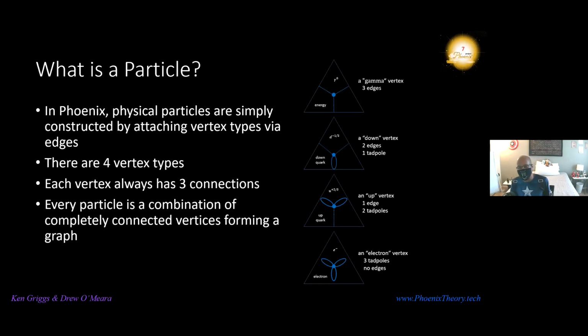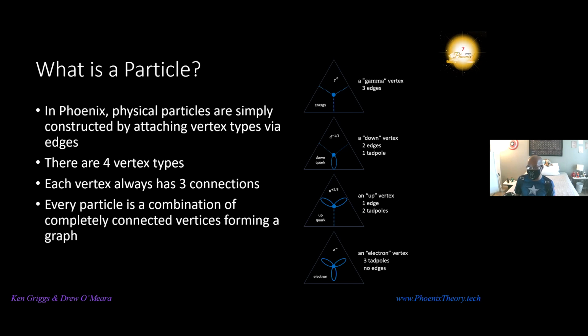So in Phoenix, particles are simply constructions of attaching various vertex types. Right here, we're showing on the right-hand side that there are 4 basic types of vertices. The first one we call a gamma vertex. We'll find out later on that it really describes a chunk of energy. The second one we call a down vertex, which we're naming because it really is the down quark. The third one is an up vertex, the up quark, and the final one is an electron.